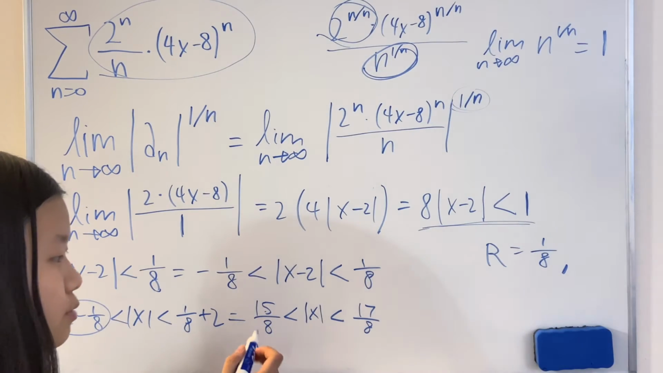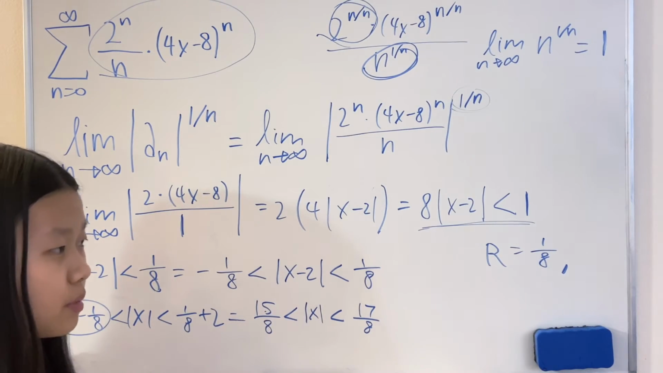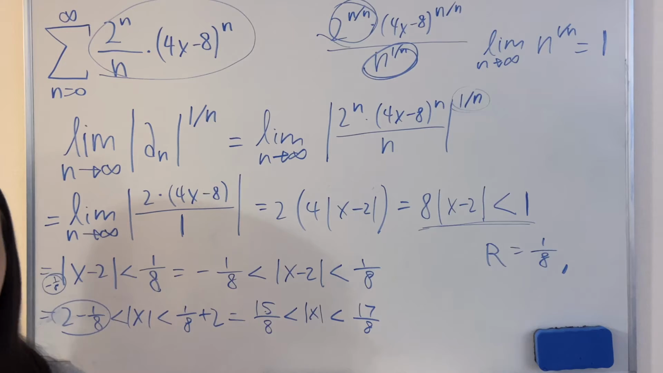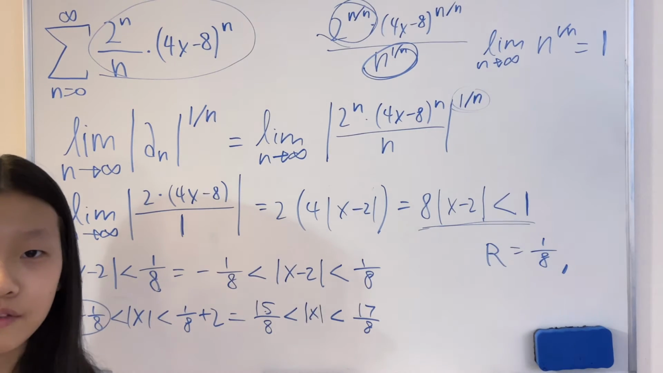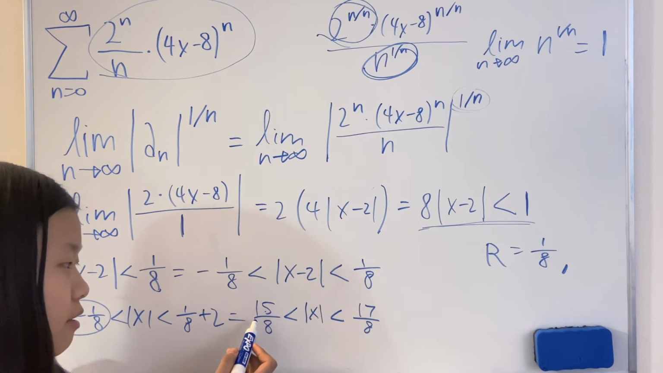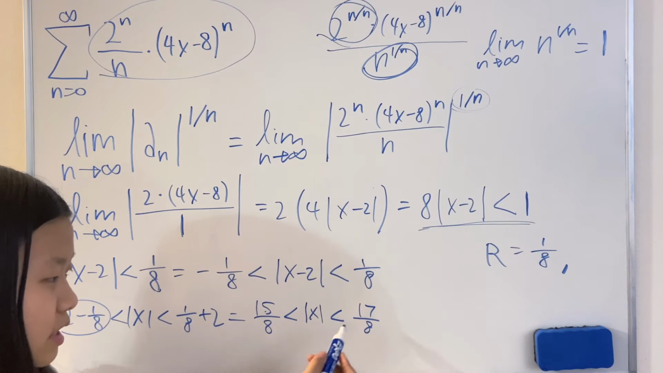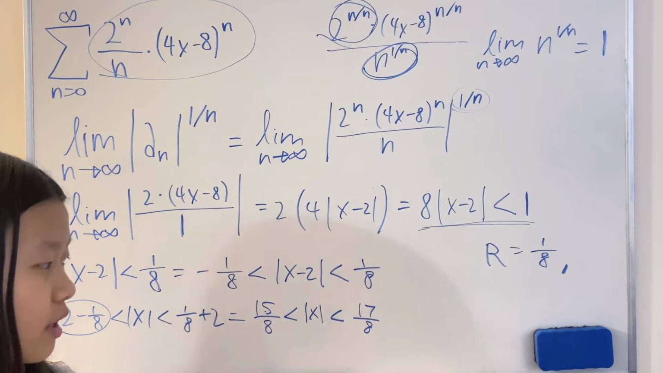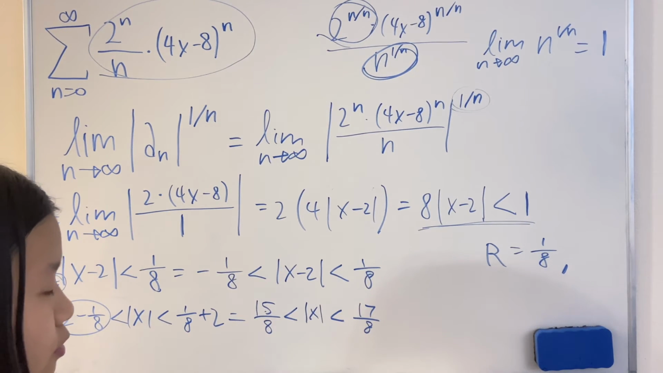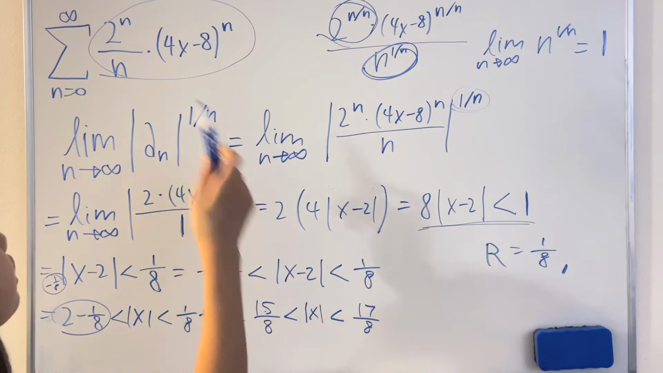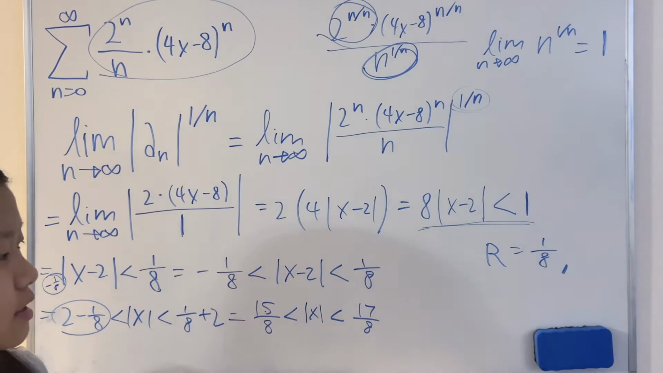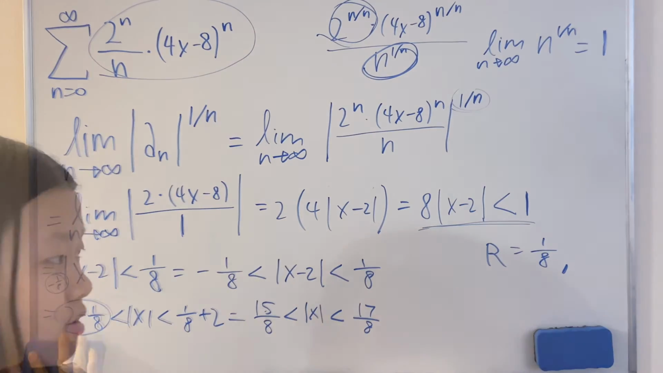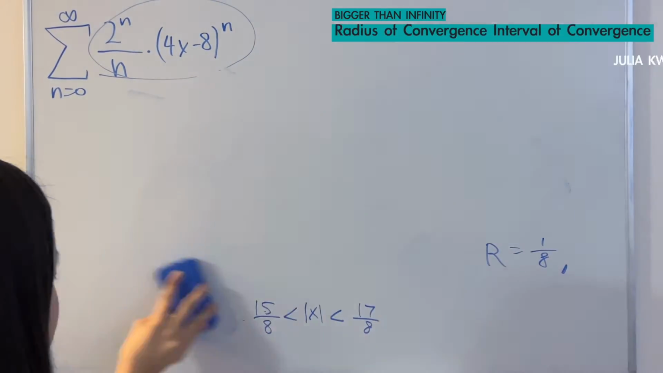So this will be our interval of convergence, but the thing is, we don't know if it converges or diverges at x equal to 15 divided by 8 and 17 divided by 8. So we're going to have to put in these two numbers for x into our original series and see if it converges or diverges.